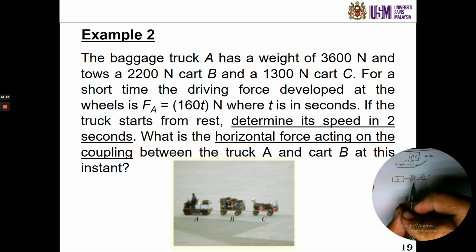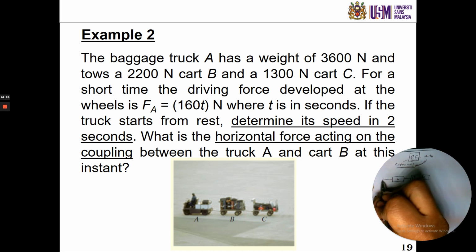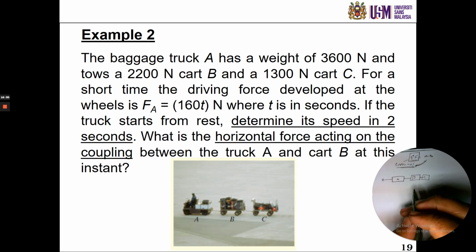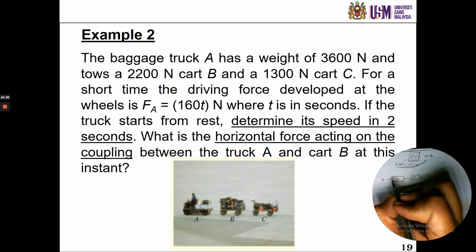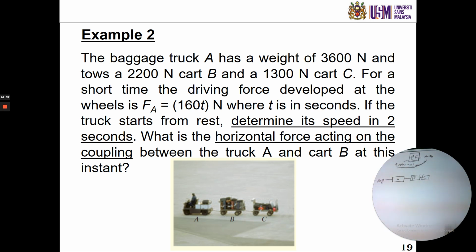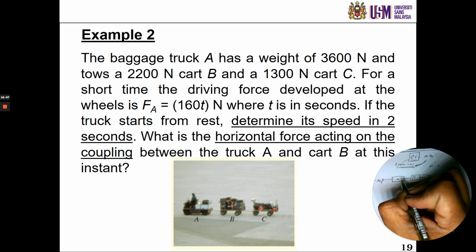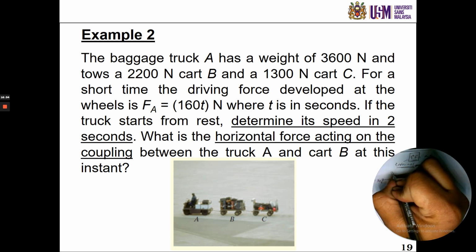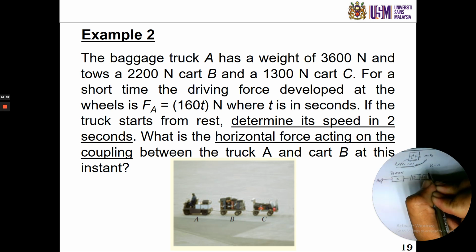Okay, so A is the engine, the one that's pulling these three, pulling the whole thing. This is shown as F equals 160 T. If the truck starts from rest, so v naught equals 0, and also it's given the weight of the truck A is 3,600 Newton.